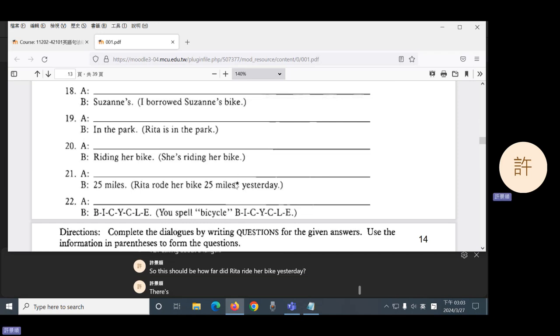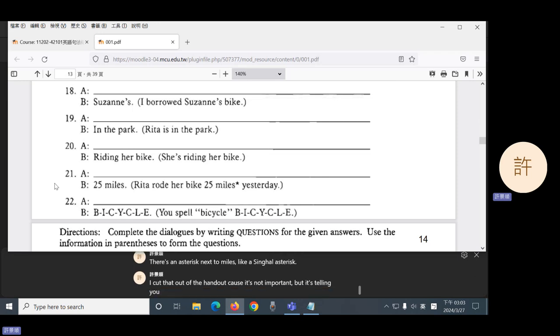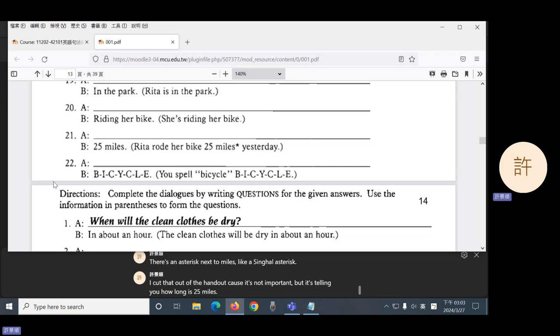There's an asterisk next to miles. I cut that out of the handout because it's not important, but it's telling you how long is 25 miles. It's not short.